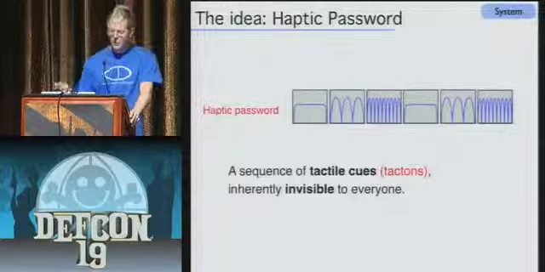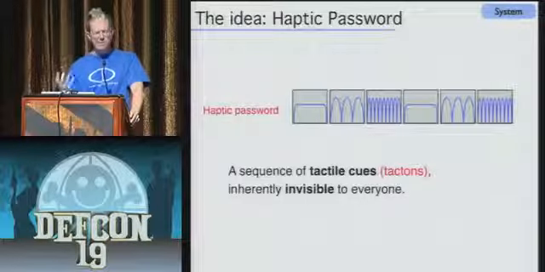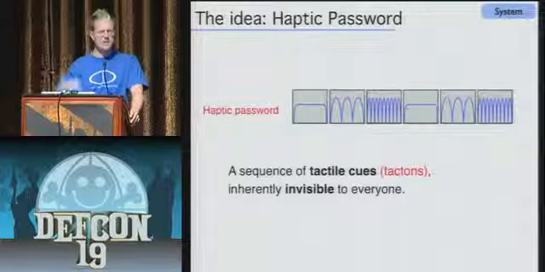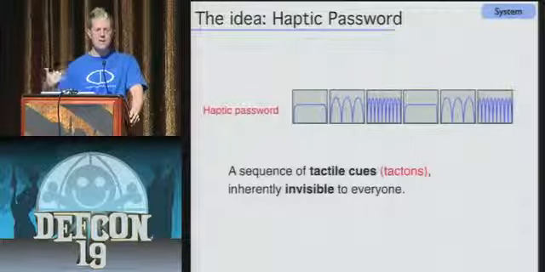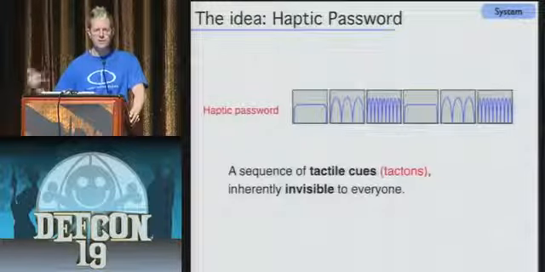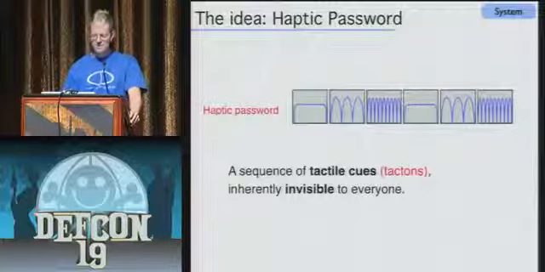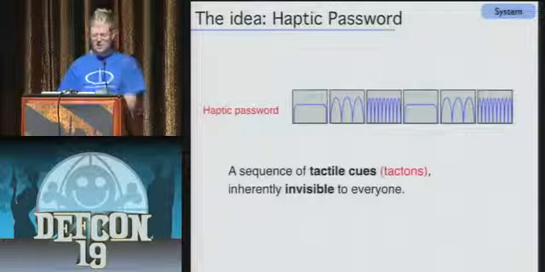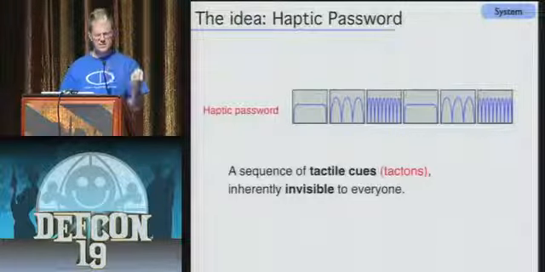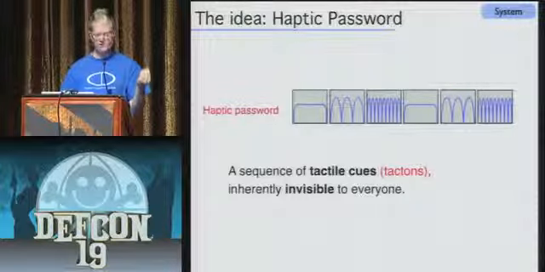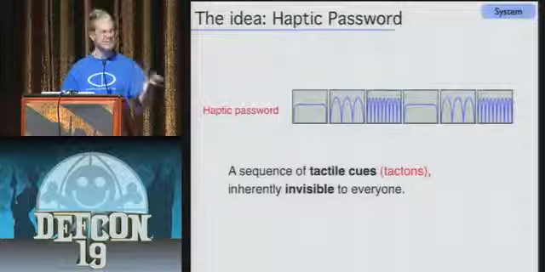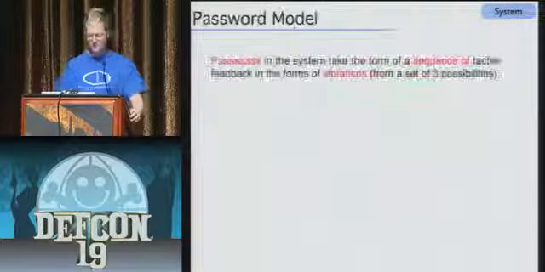So first off, a haptic keypad. Haptics are observation resistant because the sensor modality is less leaky. People have a harder time feeling what you feel than seeing what you see. In this work, there's a series of tactile cues or tactons that you feel at the fingertips, and they're inherently invisible to someone that's watching you use them.